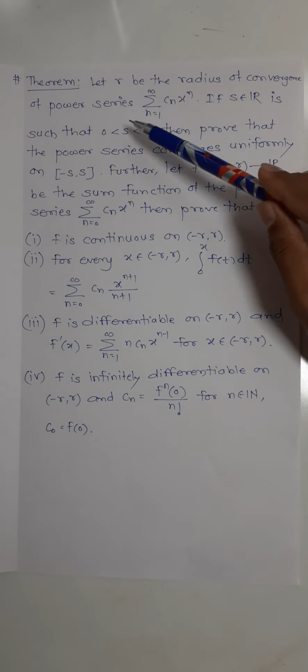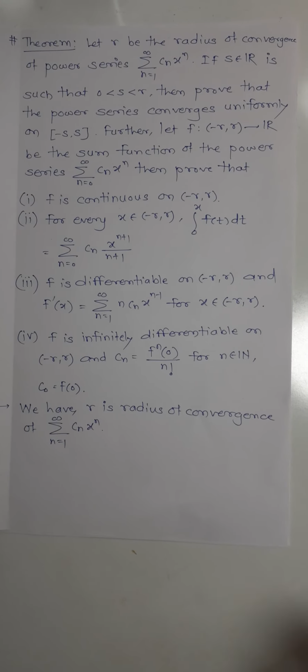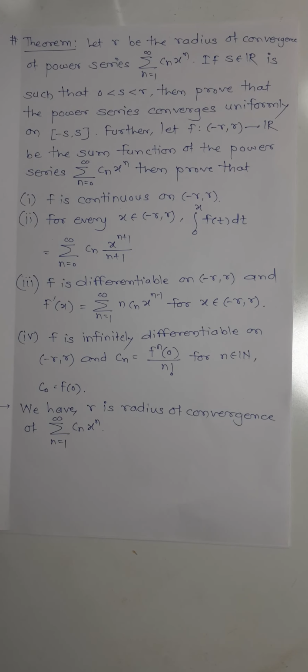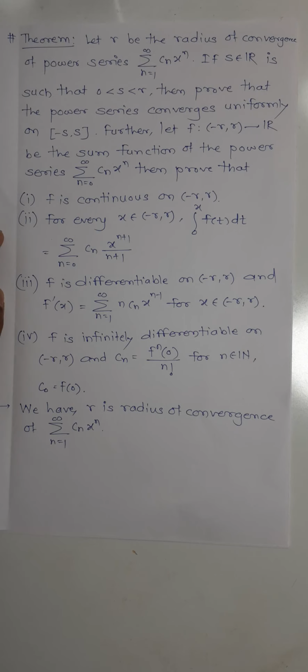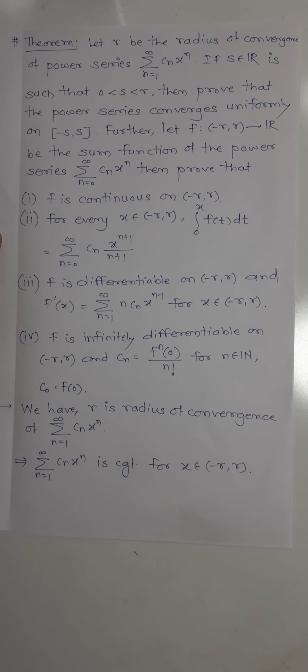R is the radius of convergence of the power series. Okay, let me write that. So this is the given thing. R is the radius of convergence. That means this series is convergent for each point of the interval minus R to R. Yes, so summation Cn x raised to n is convergent for any x belonging to the interval minus R to R.